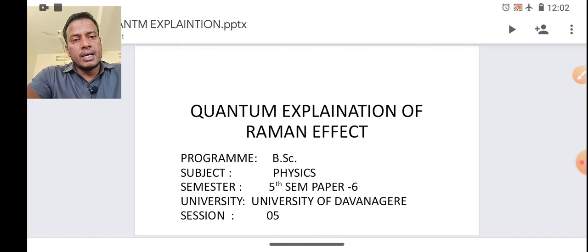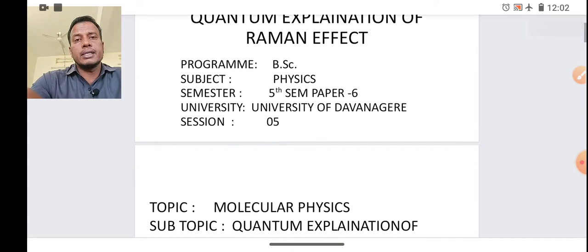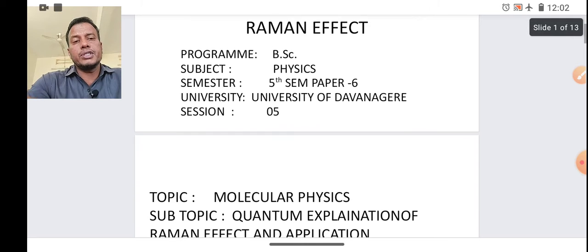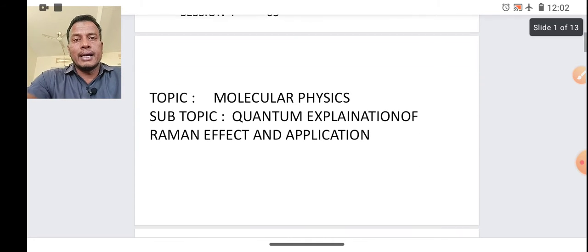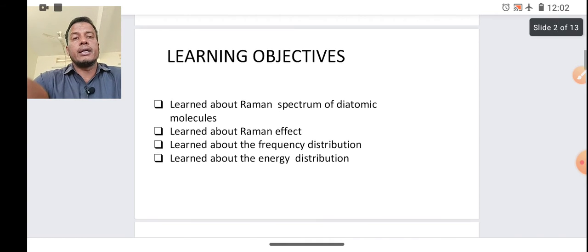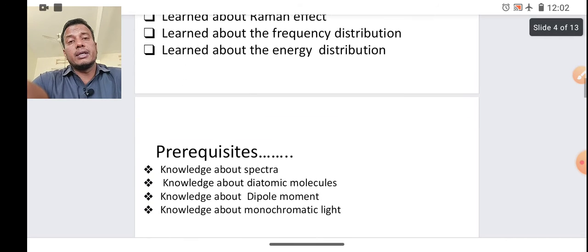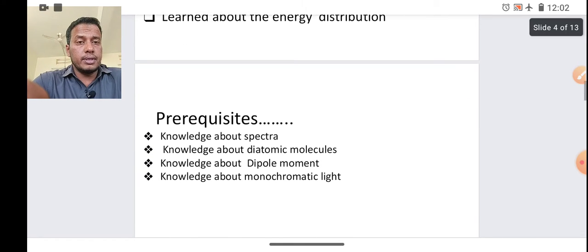This is related to the fifth semester, paper 6 of Davangere University. Today, let us discuss how we can give the quantum explanation of this Raman effect and its applications. In this session we are learning what the Raman spectrum is, how the Raman effect can be used, and how it can be explained quantum mechanically.